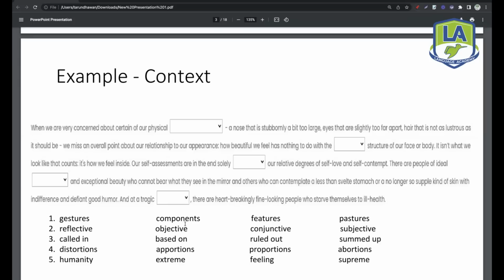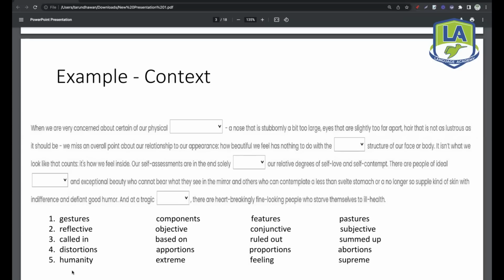Another interpretation of context is to judge your context on the basis of positive or negative requirement. So when we read this sentence, they said heartbreakingly people who starve themselves to ill health. Ill health is a negative word. Heartbreakingly is a negative word. That tells us that the word we need in the blank should also be negative.